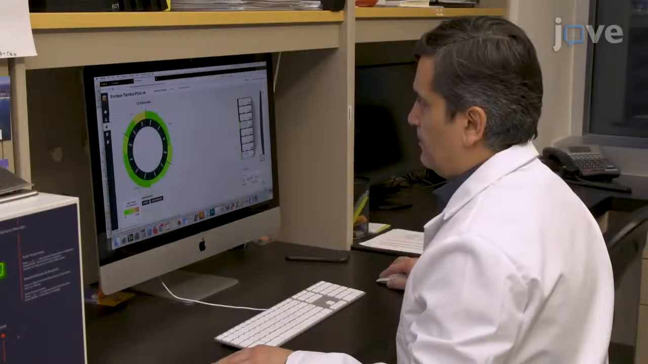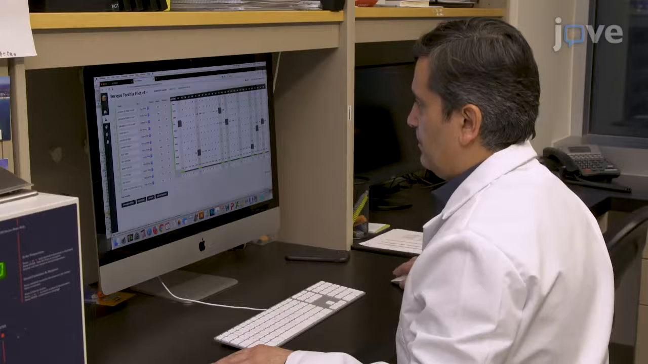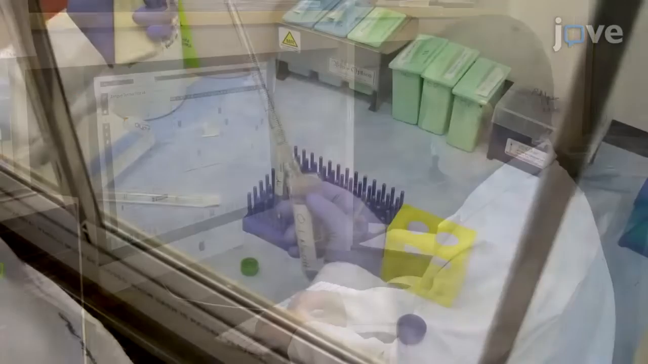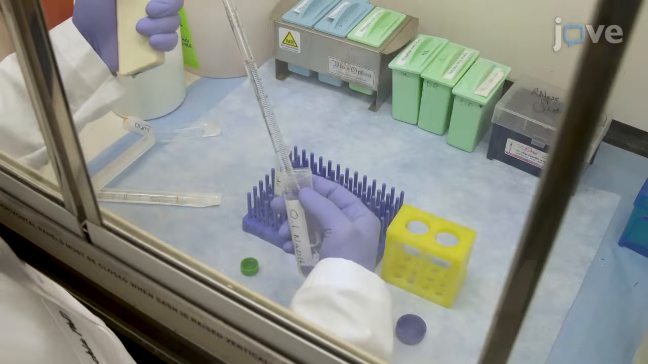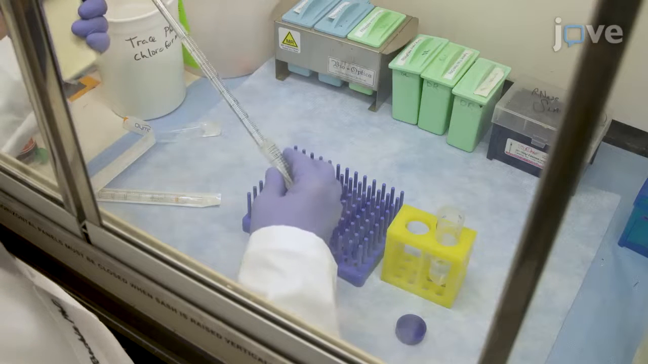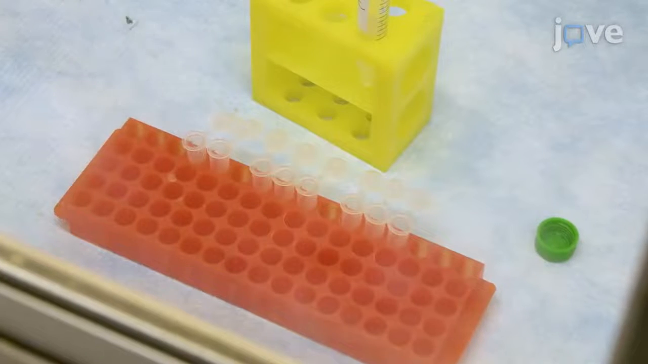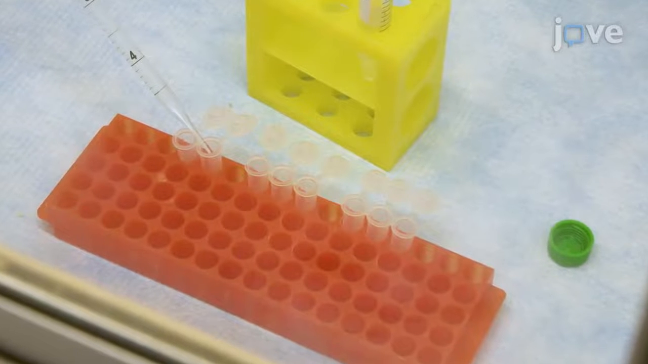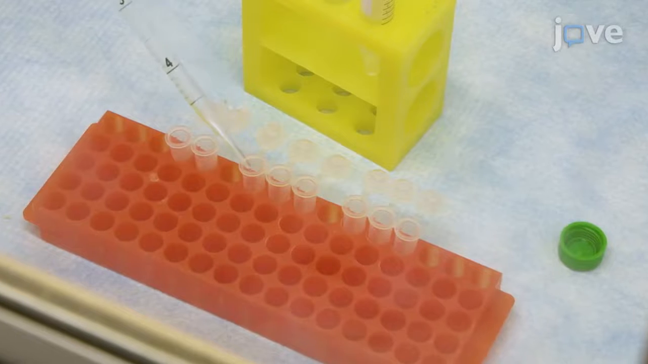To begin, design a metal-tagged antibody panel using a free online panel design software as described in the manuscript. Then prepare an IDU stock solution by dissolving IDU powder at 10 milligrams per milliliter in 0.1 normal sodium hydroxide at 60 degrees Celsius. After aliquoting IDU stock solution into microcentrifuge tubes, freeze them at minus 20 degrees Celsius for long-term storage.